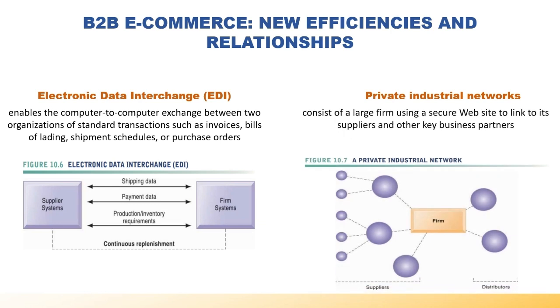Private industrial networks. It consists of large firms using a secure website to link to its suppliers and other key business partners. A private industrial network, also known as private exchange, links a firm to its suppliers, distributors, and other key business partners for efficient supply chain management and other collaborative commerce activities.